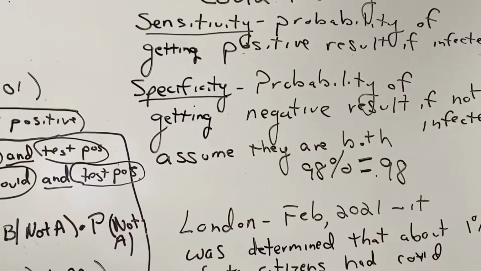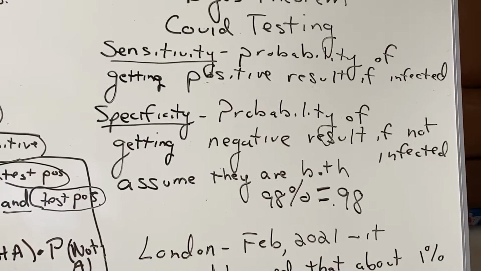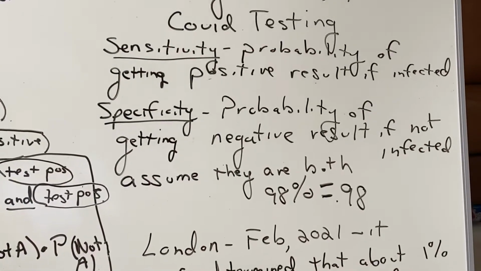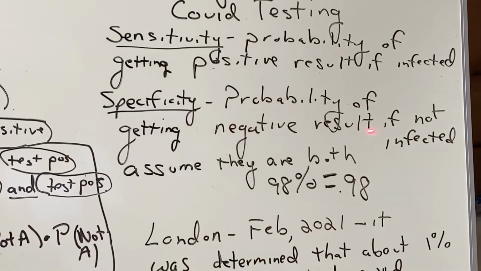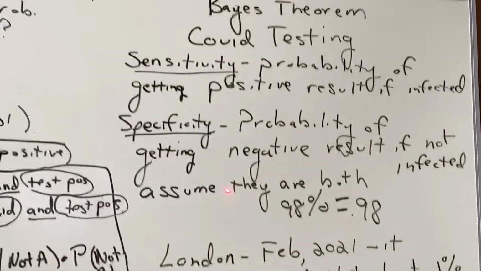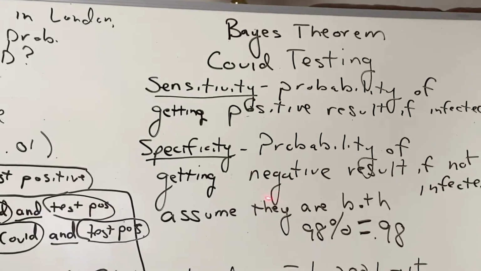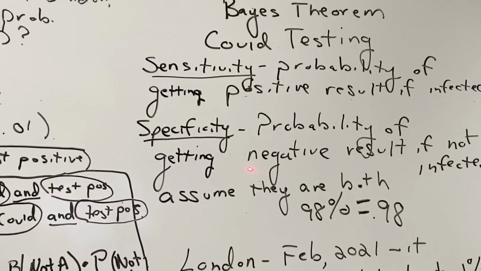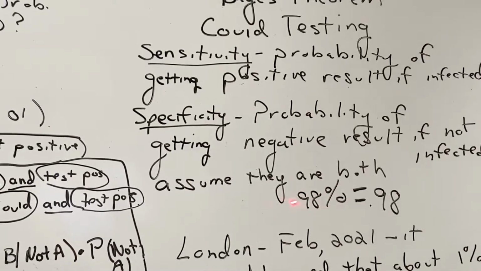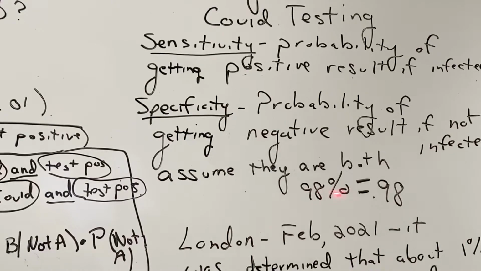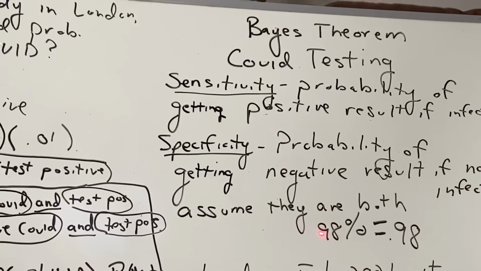So in the first case, it's getting a positive where you want to get a positive because you're infected, right? You want the test to be correct. Specificity is just kind of the reverse of that. It's the probability of getting a negative if indeed you are not infected. And the better the test, the closer these numbers are to 100%, right? So we hope to have a test where we find the positives accurately and we find the negatives accurately. Of course, no test is perfect. And in this case, we're going to assume that both the sensitivity and specificity are 98%.